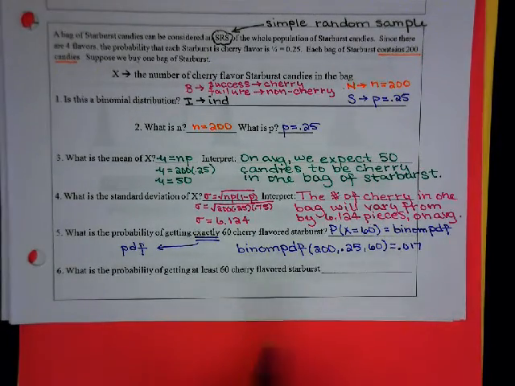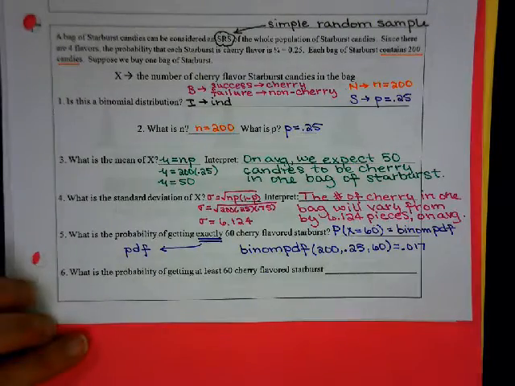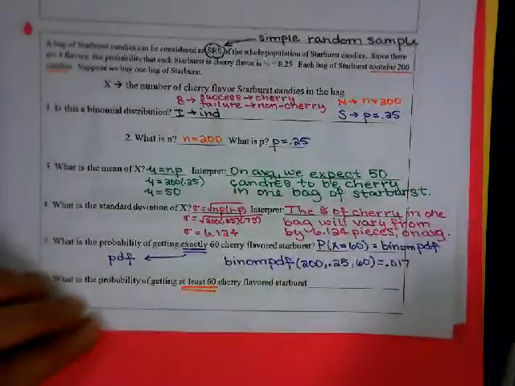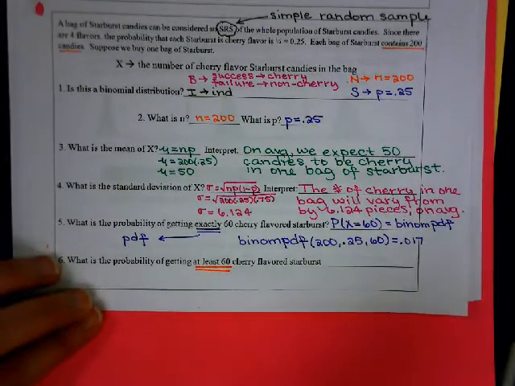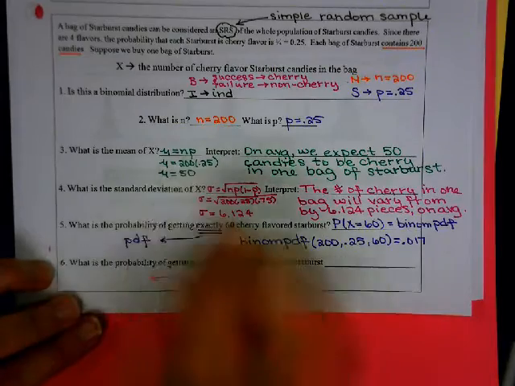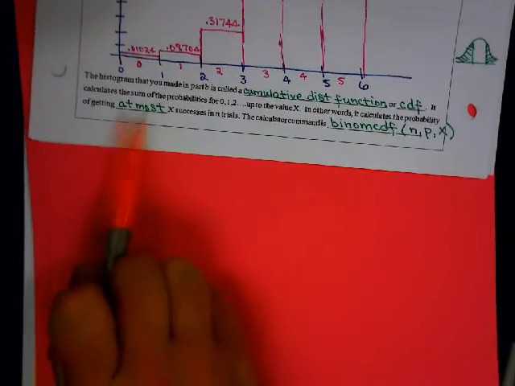Question 6 is, what is the probability of getting at least 60? So at least is an inequality. So that tells me I'm going to be working with CDF. Now, CDF, if you remember, tells you the probability of getting at most x successes. So at least is the opposite. At most is less than or equal to. At least is greater than or equal to.